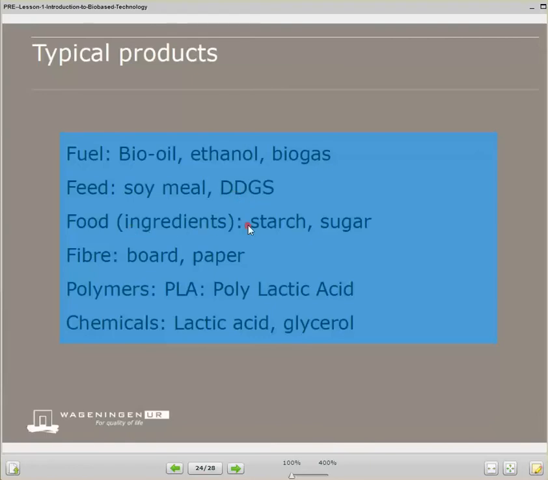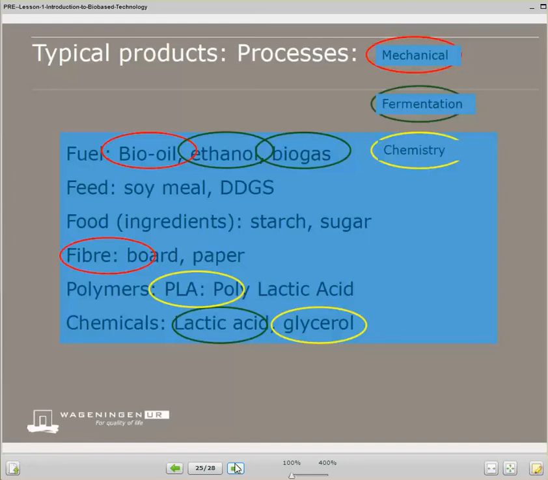Foods, starches, sugars, paper, polylactic acid, that's a polymer, or chemicals like lactic acid and glycerol. And how do you make these processes? Some of them are mechanical, some of them are through fermentation, and some of them are through chemistry. And here are some examples of that.